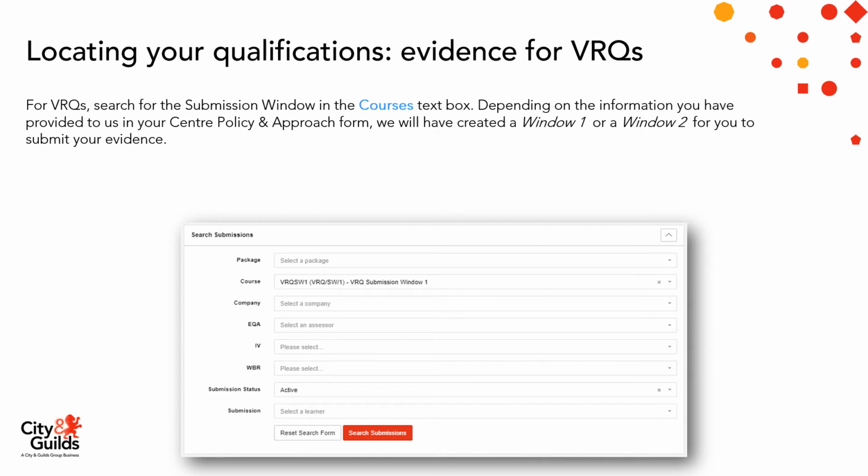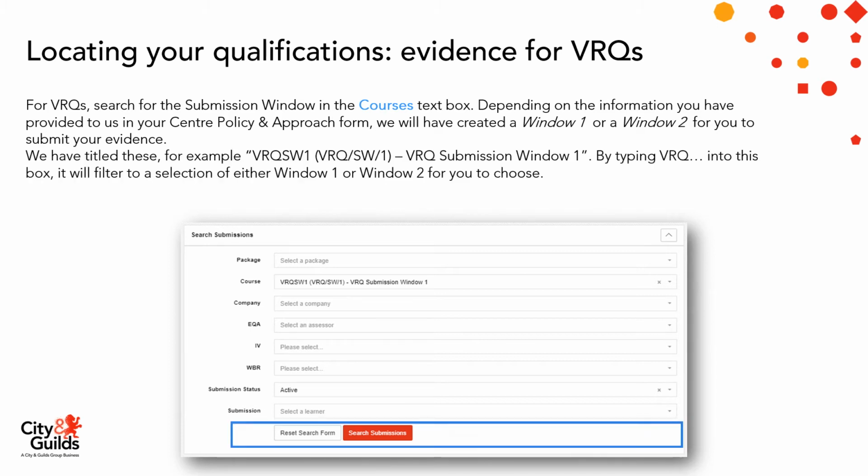So similarly for VRQs, if you're looking to find the location where to upload the evidence for your VRQ students, you need to search for the submission window in the course's text box. Now, depending on the information you've provided to us in your Centre Policy and Approach form, we will have created a window 1 or a window 2 for you to submit your evidence to.